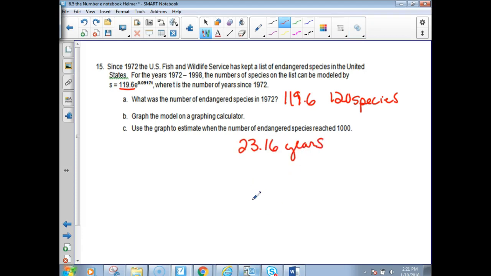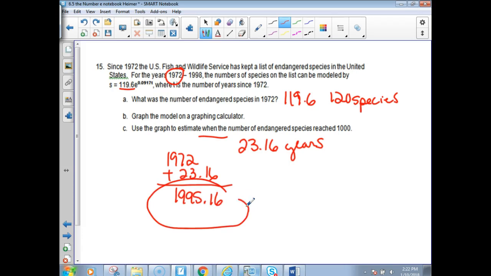Now, is that the answer, though? It says use the graph to estimate when. Would you say 23.16 years? Would anybody know what you meant? No. When did this thing start? Okay, 1972. So if you add 23.16 years, which is kind of strange, what is that? 1995.16. Okay, so that would be your answer in what year it would happen. So that happened a long time ago based on that model. I do not know what it is now. It would be interesting to see.